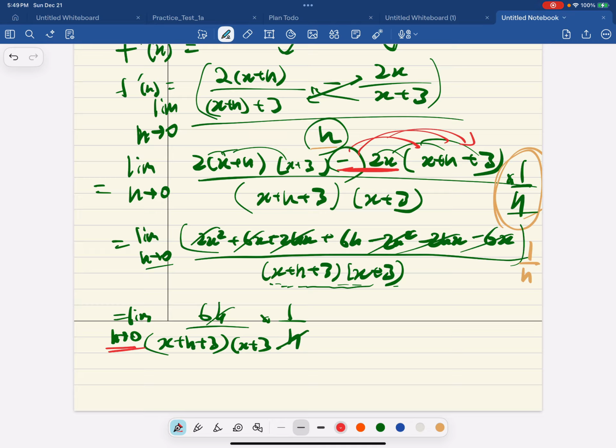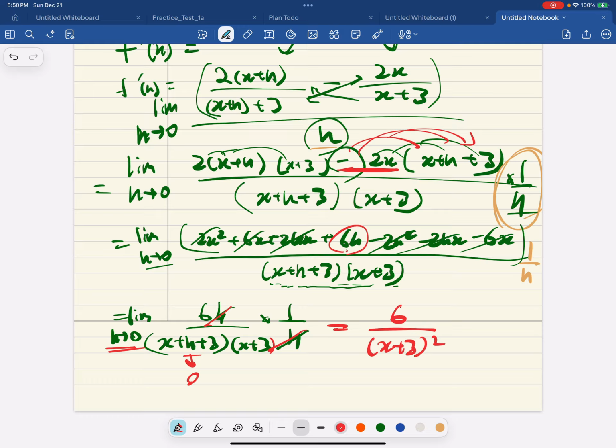h is approaching 0. Now that you've canceled out your h, this is one of the h's you have to cancel out. You have to cancel this h at one point, which we just did with the 6h, because 6h is the only one remaining. And the last h that remains, there could be one or more h's remaining, you substitute 0 into it. So that h will become 0. The answer is 6 over x plus 3 times x plus 3, but that's just x plus 3 squared.